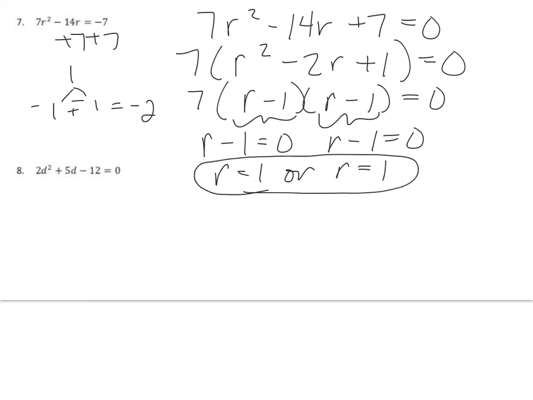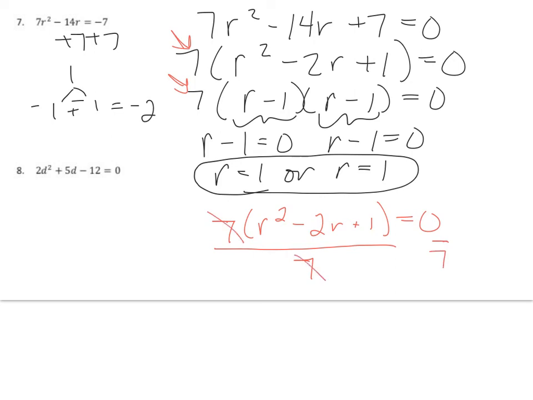Now, what happens to this guy that we factored out? Well, what I could show you in the beginning, let's go back up a little bit. I've got a 7 out there with my trinomial. I just ignore the 7, but what I'm really doing is dividing both sides by 7, which gives me r squared minus 2r plus 1 equals 0. The 7 is irrelevant. It divides out, so life is grand.